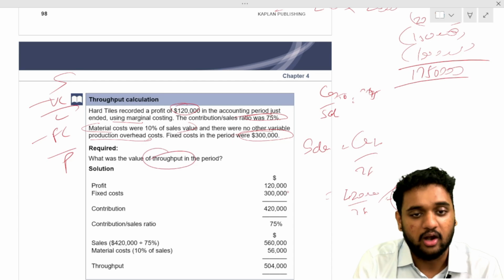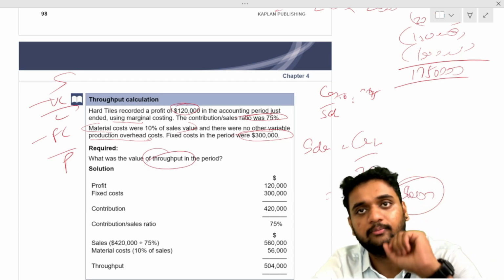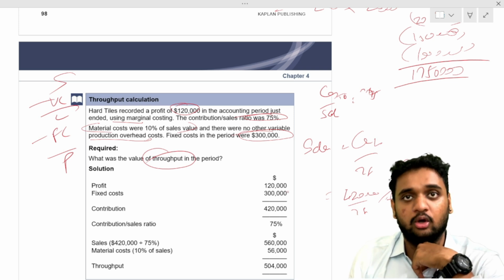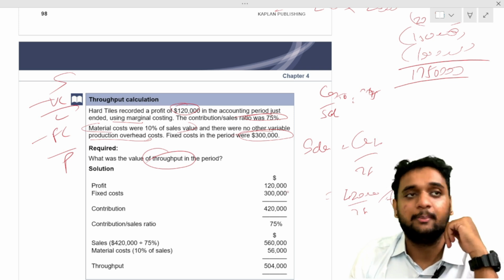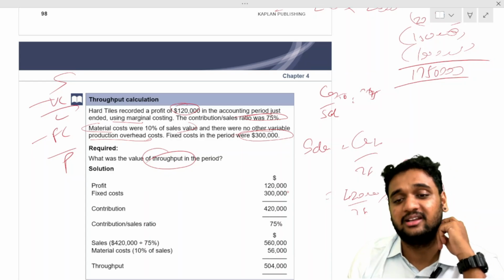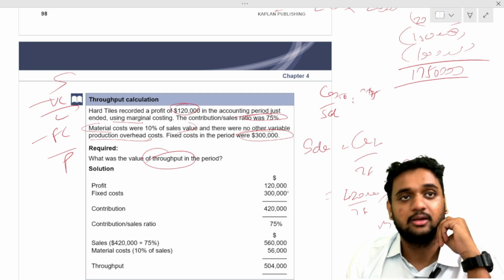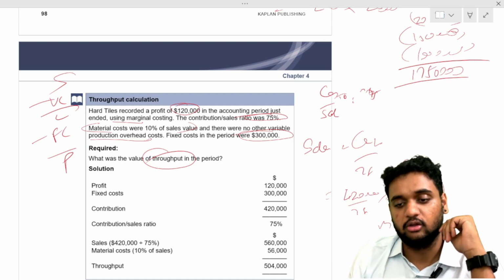What are they asking? What is the value of throughput? What is the formula for throughput? Sales minus direct material cost. Sales, do we have the answer? Yes, we just found out. Direct material, what have they given? 10% of sales value. So from 5,60,000, 10% is 56,000, which is material. So sales minus material, 5,04,000, will be your throughput value.